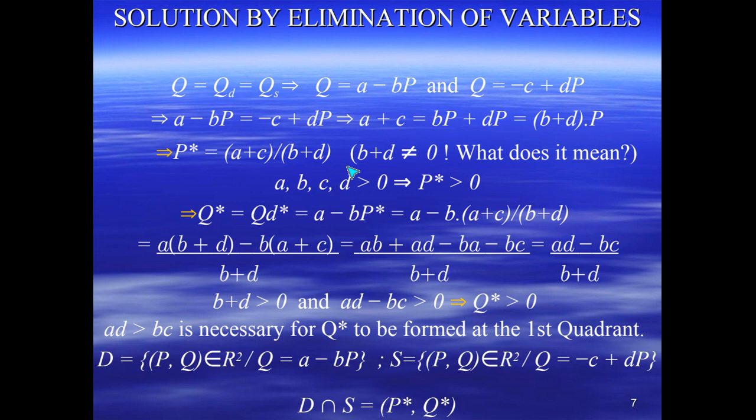Another condition is that A, B, C, D are all positive, so the equilibrium price is A plus C over B plus D. Two positives sum together make a positive, and two positives sum together make a positive quantity. So positive by positive is positive. So P star is positive as well. Then we can accept it as a price. We can interpret it as a price because the price cannot be negative.